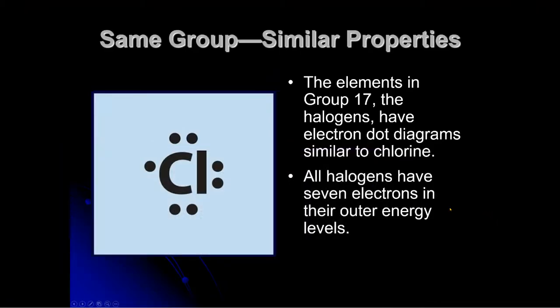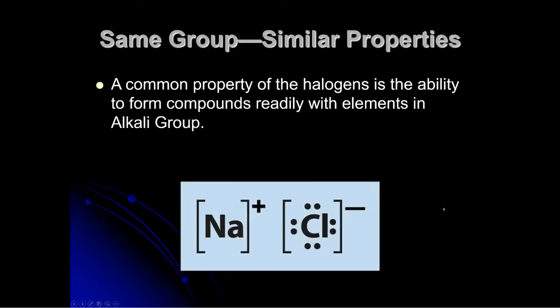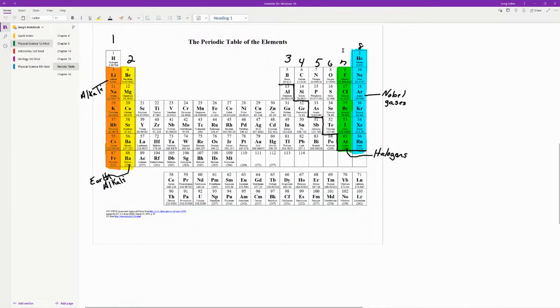So all halogens have 7 electrons in their outer energy level. Same group, similar properties. A common property in the halogens is the ability to form compounds readily with elements in the alkali group. Why? Well, check it out. Alkalis have 1. Halogens have 7. So they readily form compounds with each other.